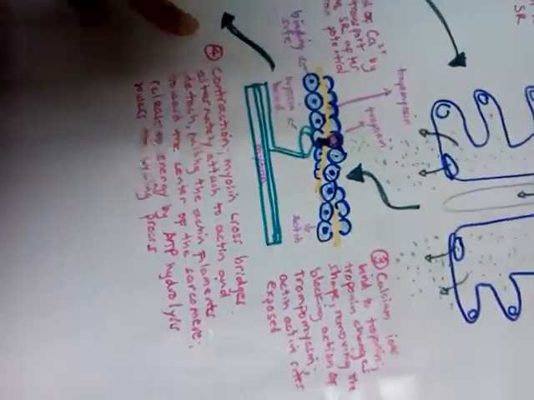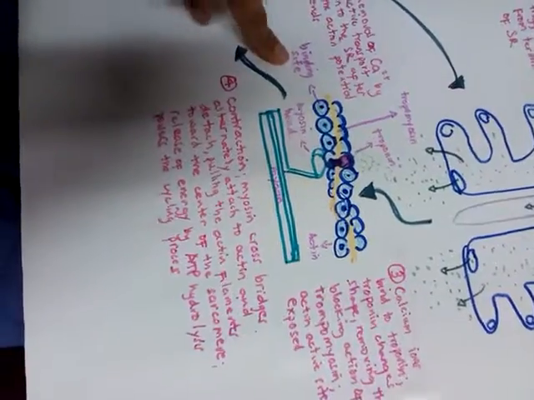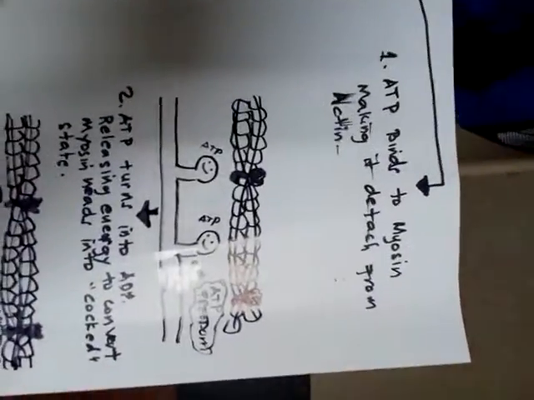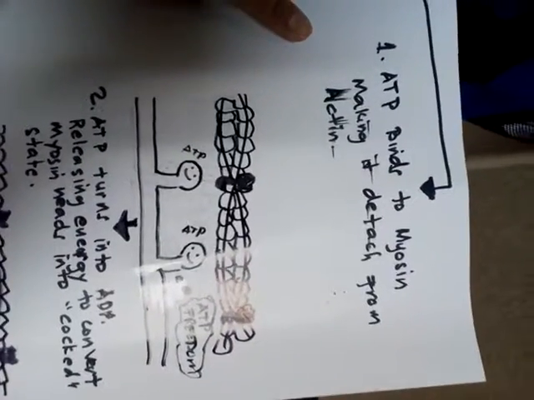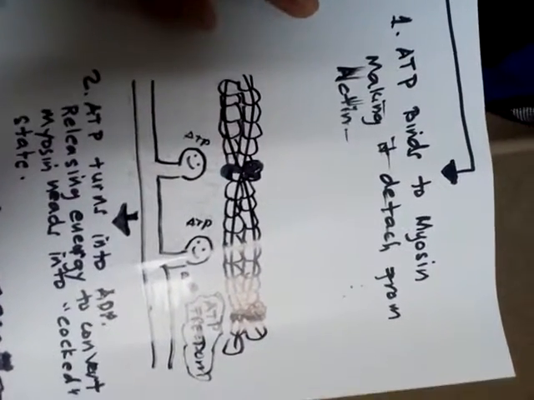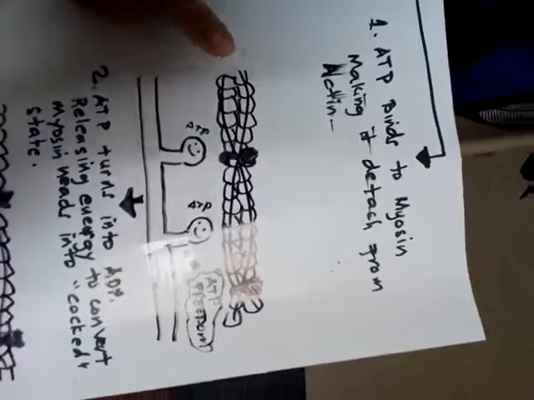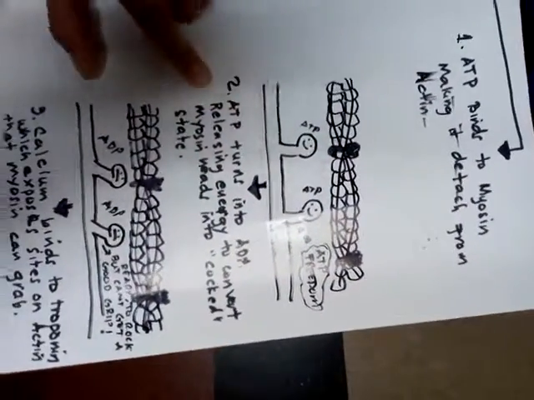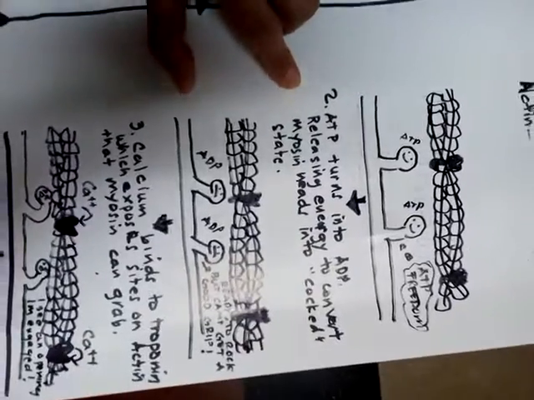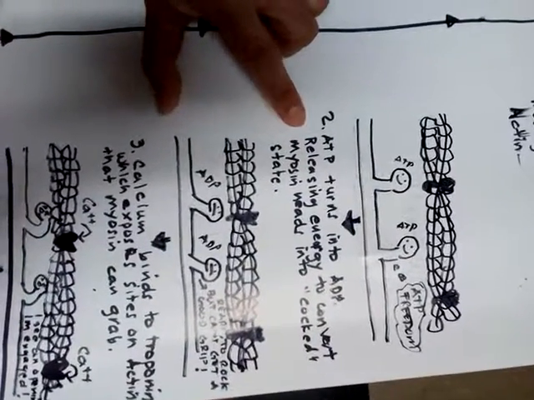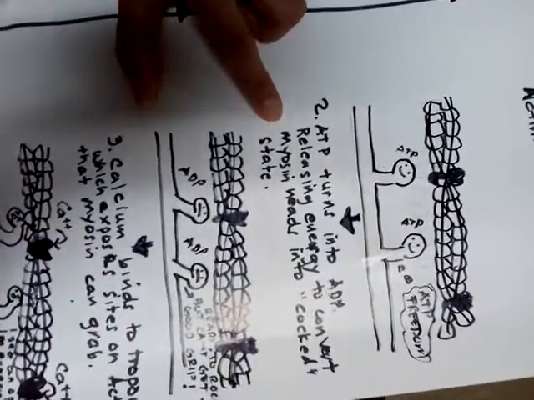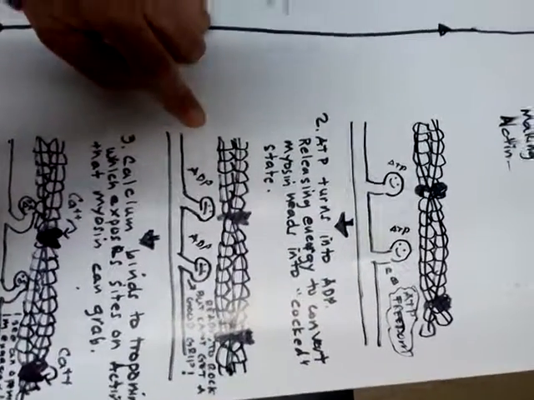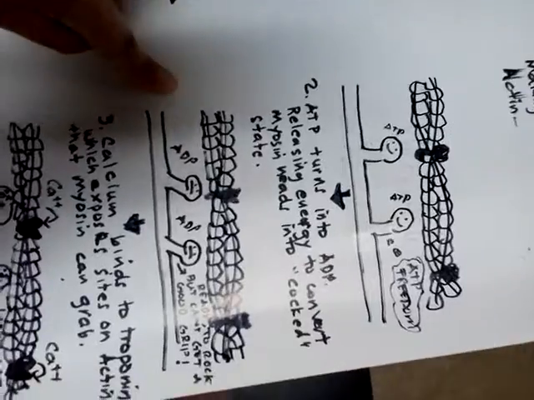Okay, so now what happens here when it's contracting is that ATP binds the myosin, making it detach from the actin. So the ATP is the one that detaches it. And then ATP turns into ADP, releasing energy to convert the myosin head into a cocked state, where it is ready to hook up again with the actin.